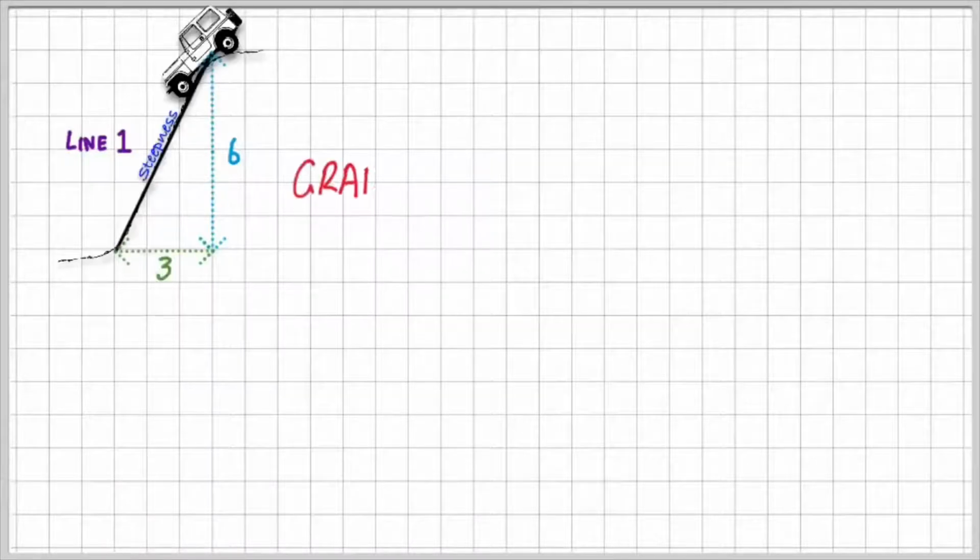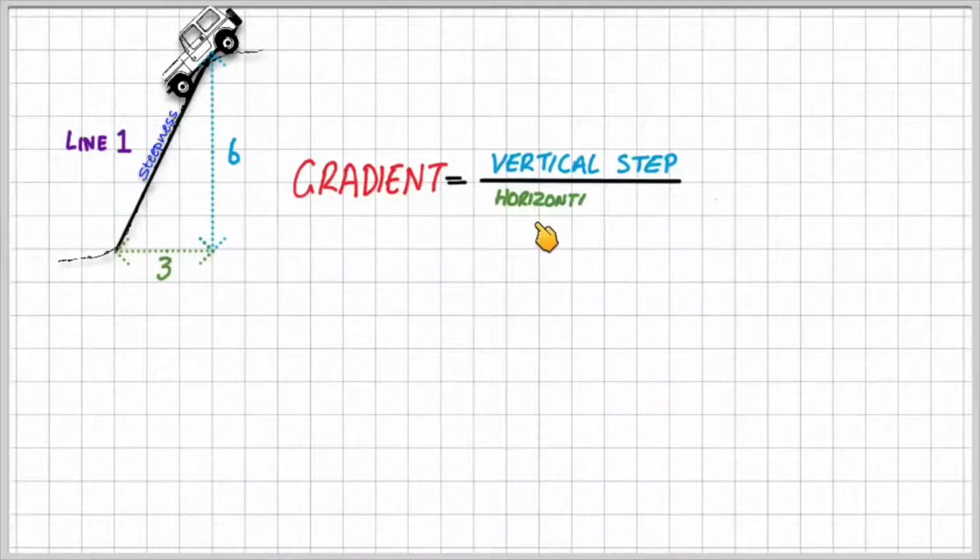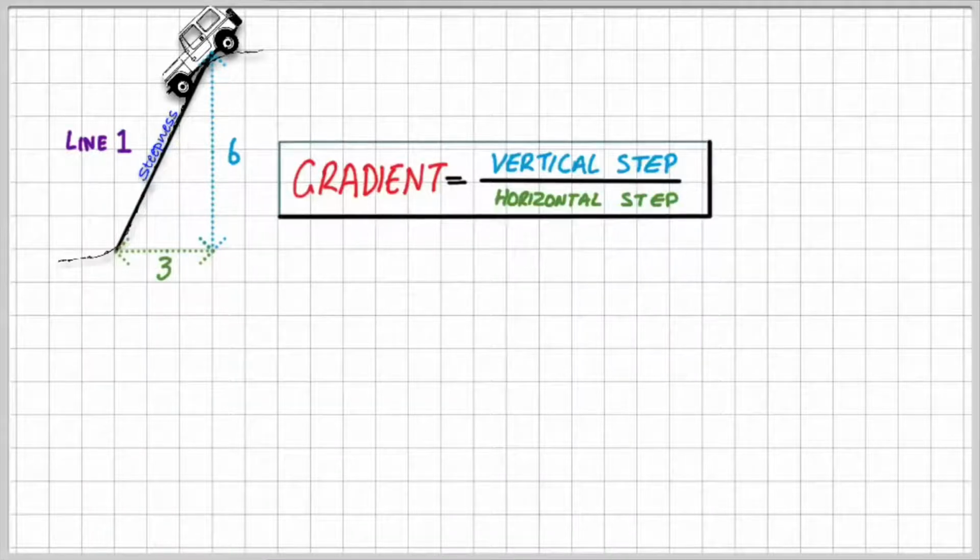So in the previous example, we saw that the gradient was measured by the vertical step divided by the horizontal step. If we look at this example, line 1 has a vertical step of 6 units and a horizontal step of 3 units. Therefore, we would do 6 divided by 3 to give us a gradient of 2. However, it's not always convenient to do the vertical step divided by the horizontal step, since you need a graph in order to do that.